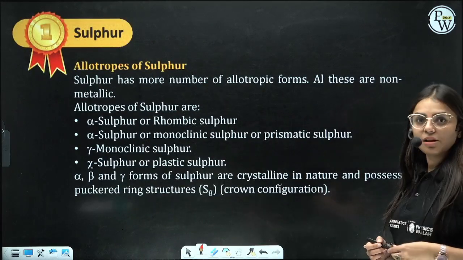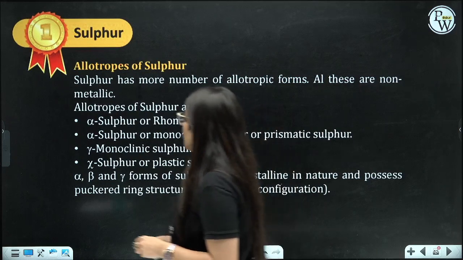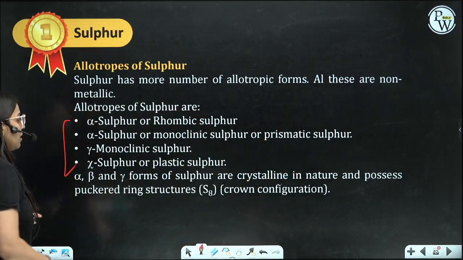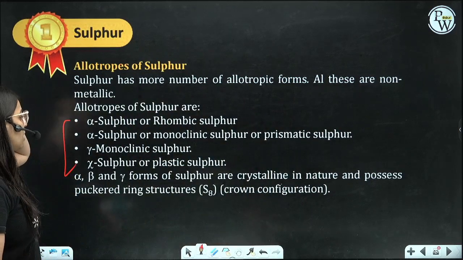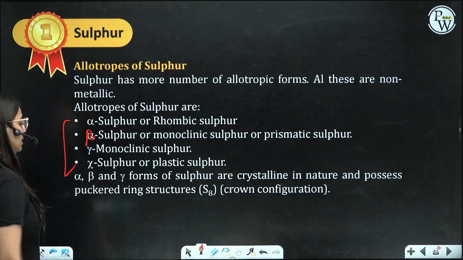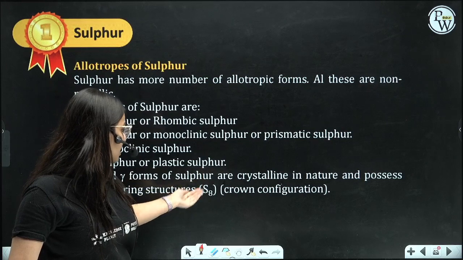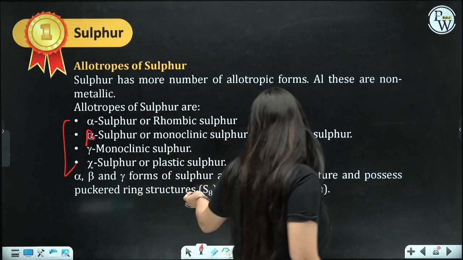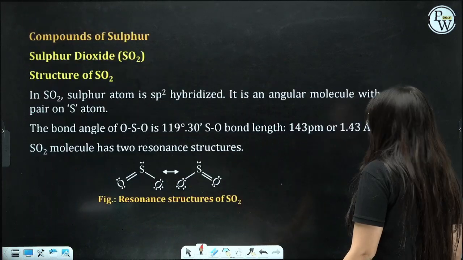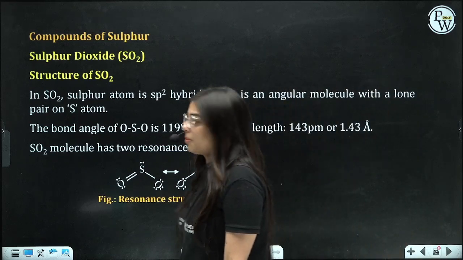Now comes sulfur. Sulfur, basically we're going to do the allotropic forms. It has 4 allotropic forms: alpha, beta, then we have gamma, and then zeta. Alpha, beta, gamma forms of sulfur are crystalline in nature and possess a puckered ring-like structure. Plastic sulfur is also one of the forms which many students have not even understood.